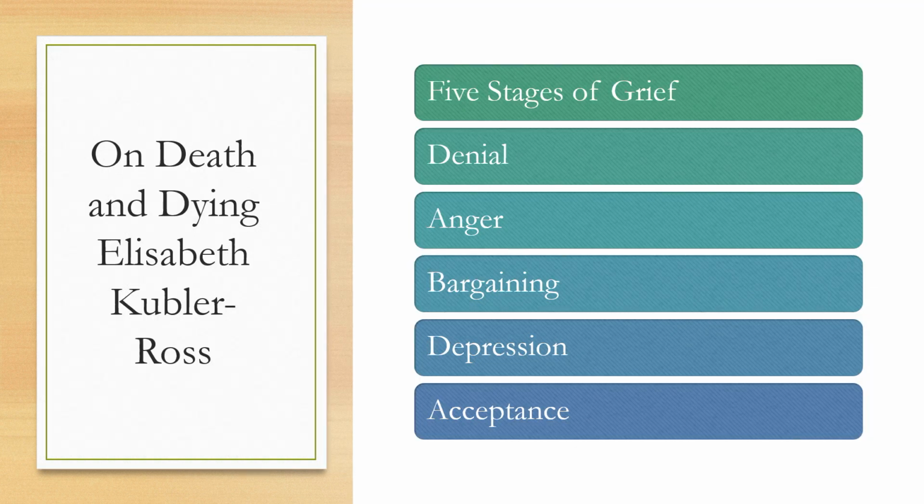Now that we have discussed some of the physiological symptoms associated with the dying patient, let's address some of the psychosocial aspects of dying. Elizabeth Kubler-Ross was a Swiss psychiatrist who introduced a five-stage model of grief in her book On Death and Dying. The five stages of grief are denial, anger, bargaining, depression, and acceptance.